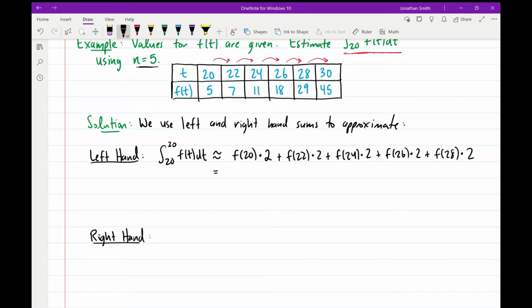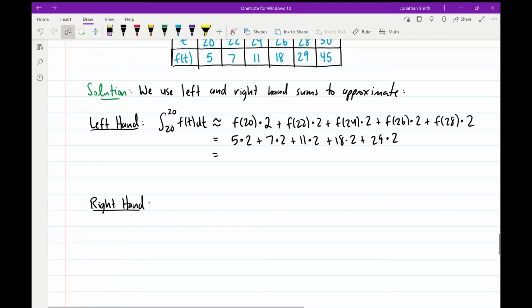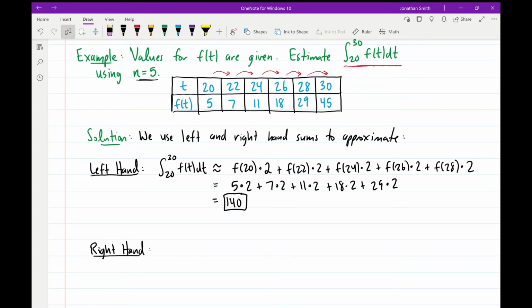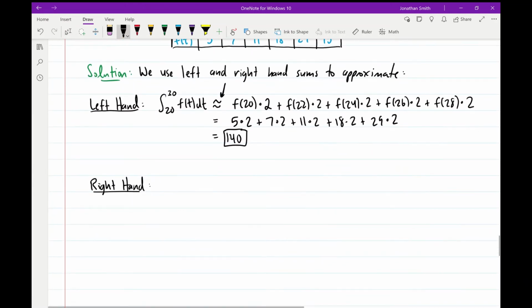I can make this look a little bit better. So I get a 5 times 2, plus a 7 times 2, plus an 11 times 2, plus 18 times 2, plus a 29 times 2. And if you add all of this together using your calculator, you end up with 140. So if we do a left-hand sum with 5 different subintervals we get that the definite integral is approximately, and it's important to note this is just an approximation, it's approximately 140.